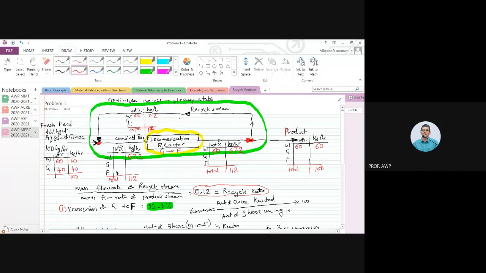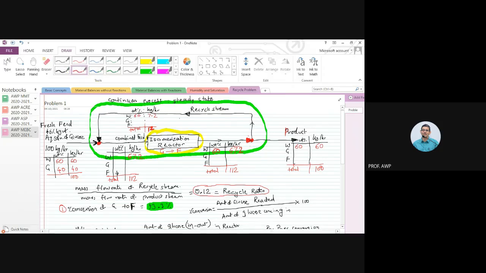Okay. What else can we say? Sir, the amount of fructose that is in the combined feed is solely the contribution of the amount of fructose in the recycle stream. Right. So 4% of 112 would be equal to the amount of fructose present in kgs per hour in the recycle stream. Correct, that is correct. So we are coming to that now.